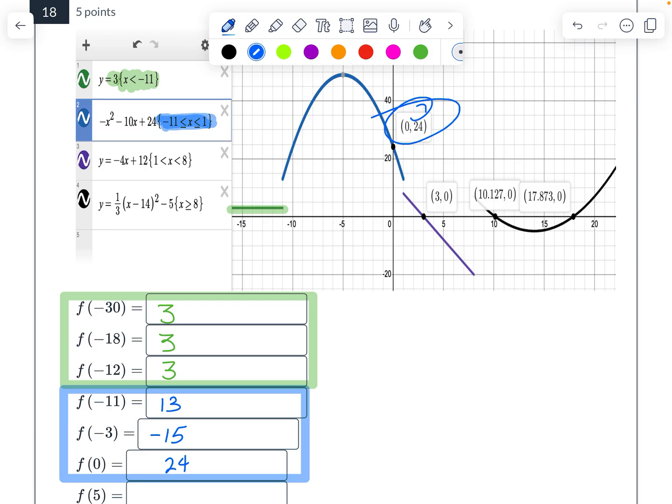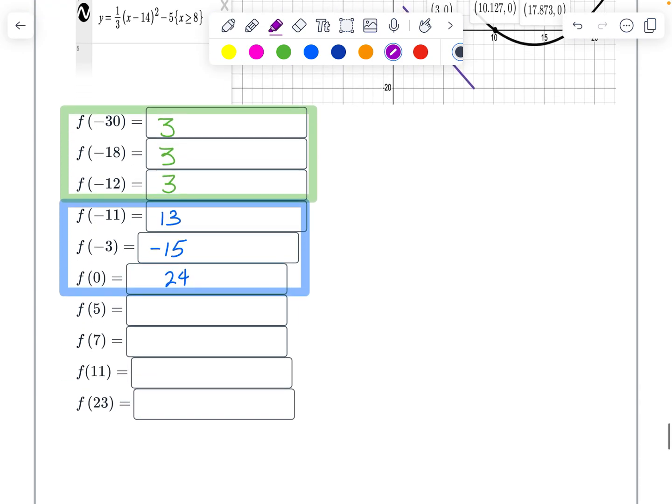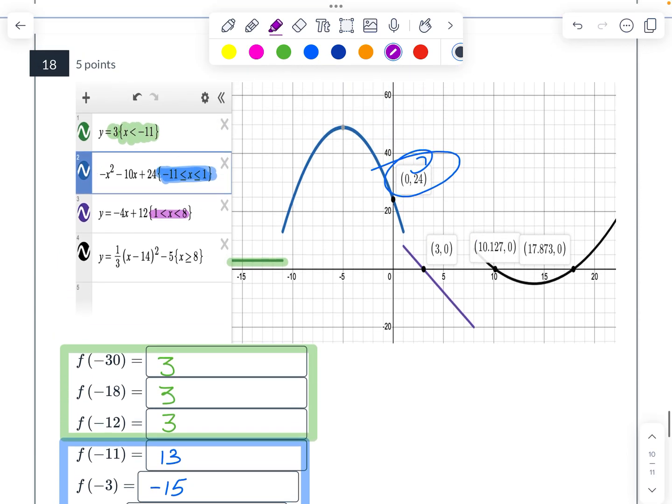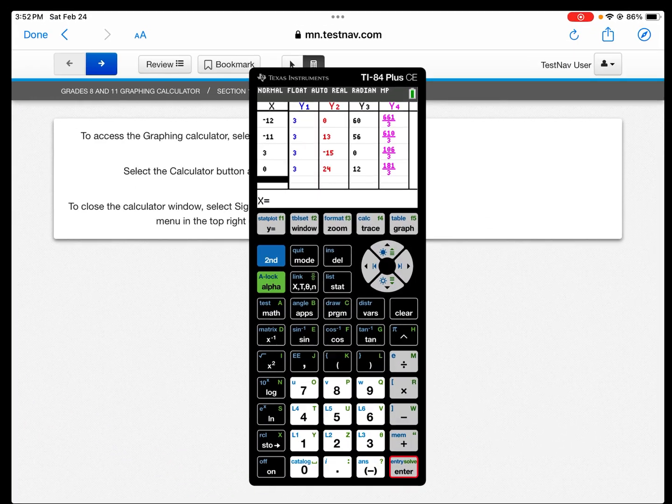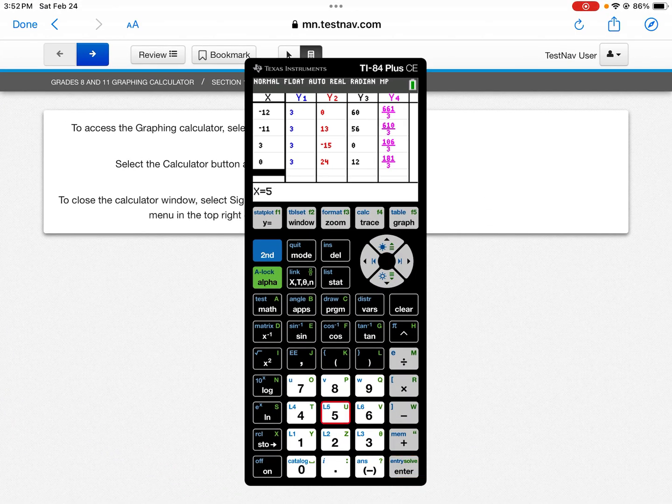The next one, which is in purple, says everything between 1 and 8, but don't include 1 or 8. So that would be these 2. These 2 right here are on the linear function and go into this. This is the third one we put in our calculator, and we want to test 5 and 7. So let's go to our calculator and ask it for 5 and 7. We've got to be in the Y3.